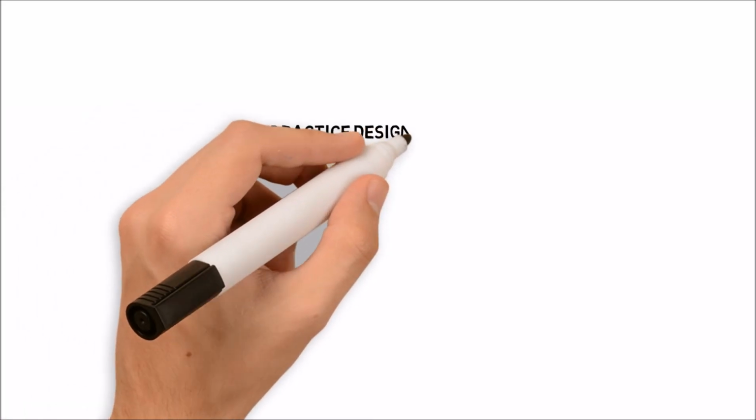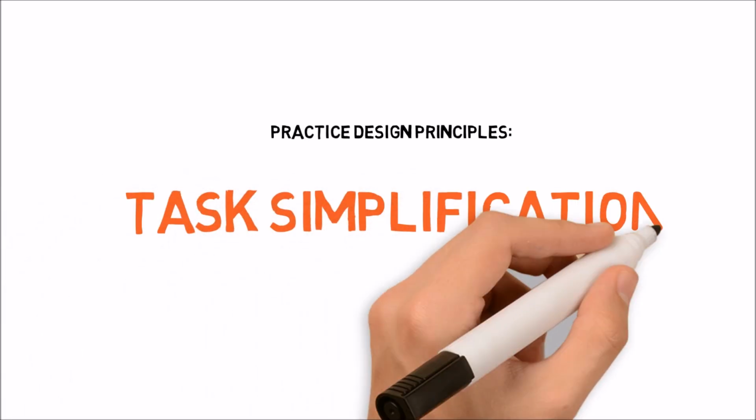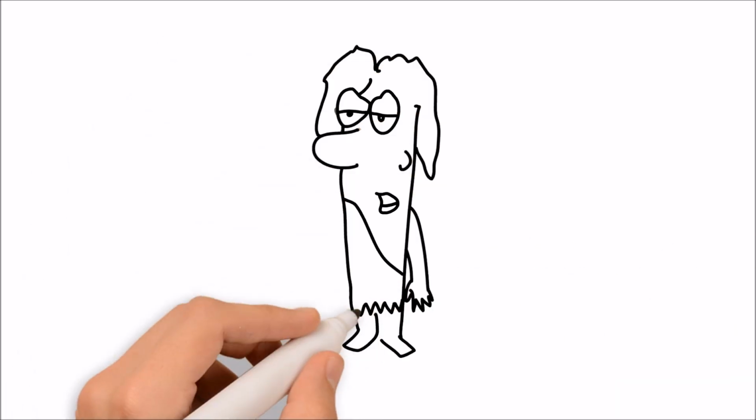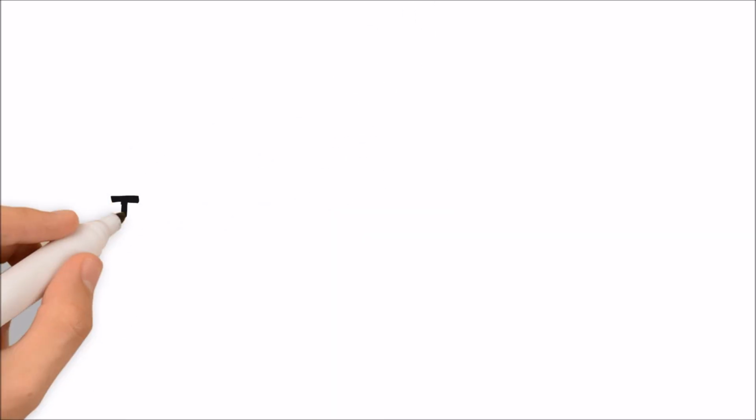Following on from our understandings of affordances and perception-action coupling, we need to look at how we can apply it in practice design. One principle is task simplification. Traditionally, it was thought that the best way to teach complex movement skills was by breaking them down. This is known as task decomposition.